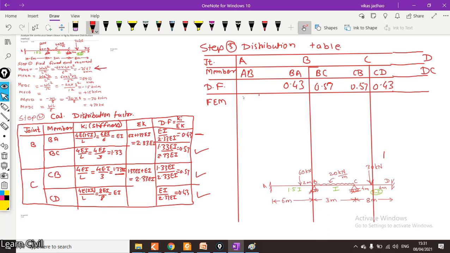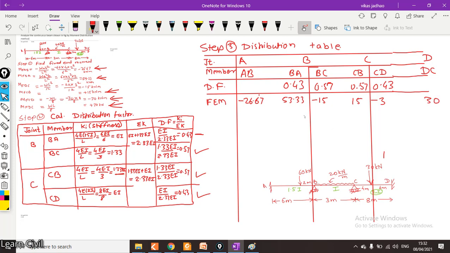The fixed end moments are already calculated here. For AB, we have minus 26.67. For BA, we have 53.33. For BC, we have minus 15. For CB, we have plus 15. For CD, we have minus 30, and for DC, we have plus 30. So write down here plus 30.